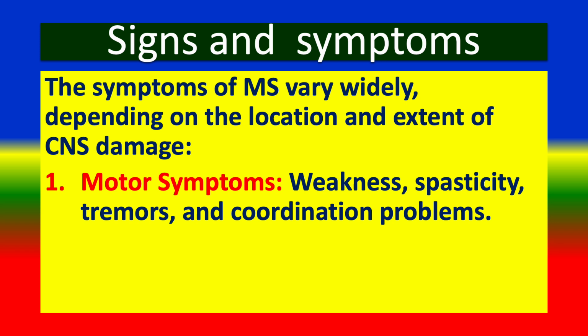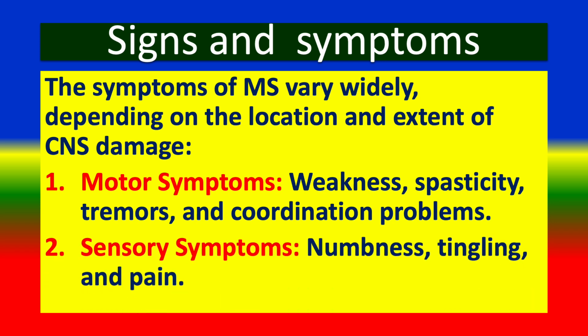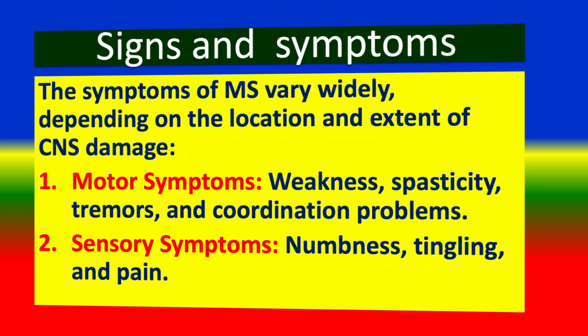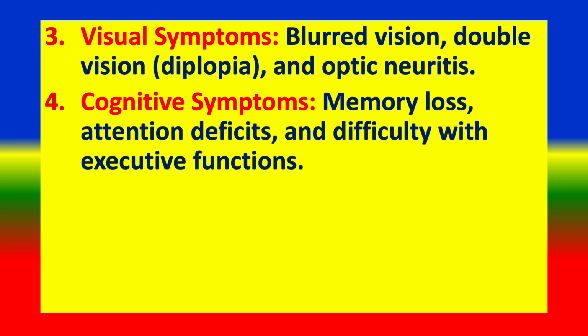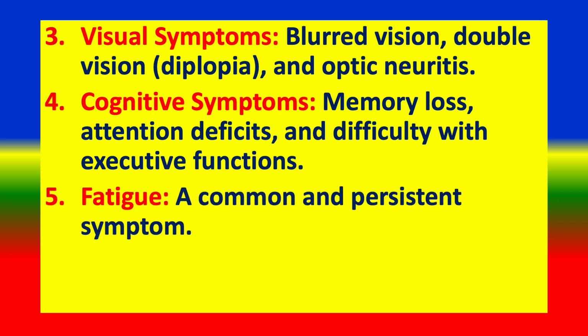1. Motor symptoms: weakness, spasticity, tremors, and coordination problems. 2. Sensory symptoms: numbness, tingling, and pain. 3. Visual symptoms: blurring vision, double vision, and optic neuritis. 4. Cognitive symptoms: memory loss, attention deficits, and difficulty with executive function.